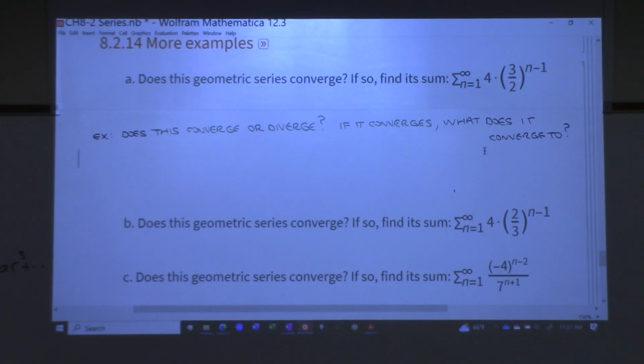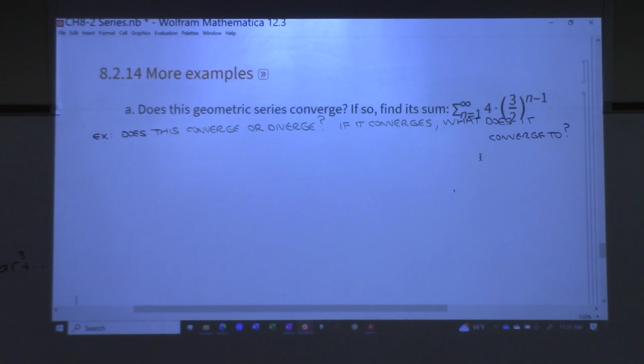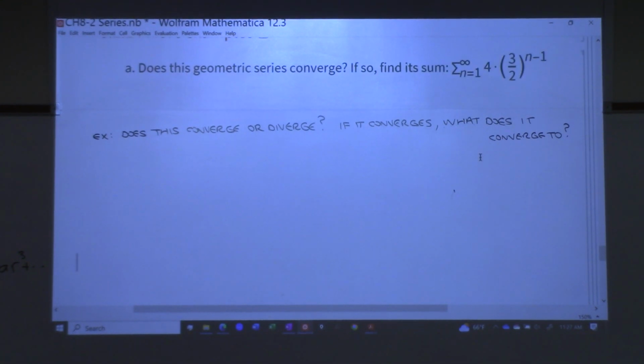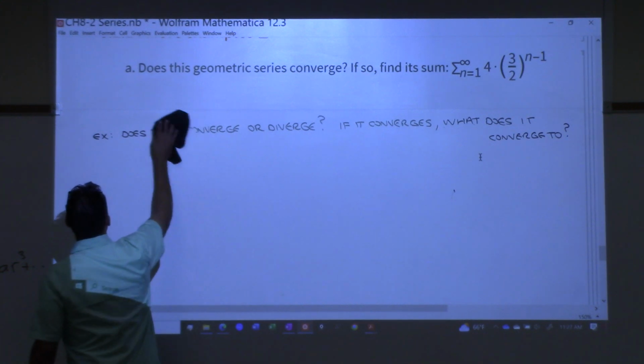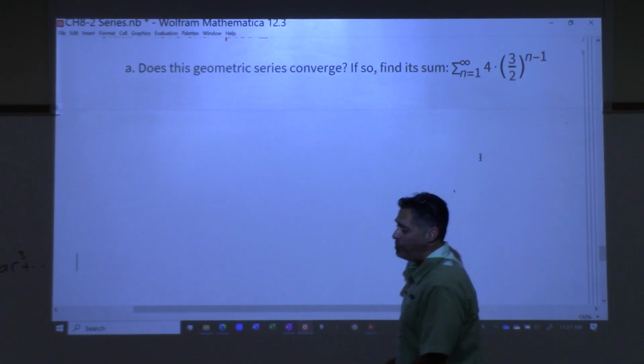Let's do that one right there. Does this geometric series converge or diverge? If so, find its sum. This is like the first basic example. Does that look like a geometric series to you?